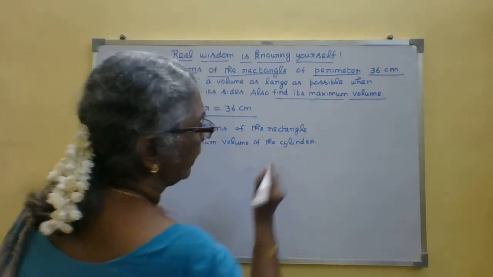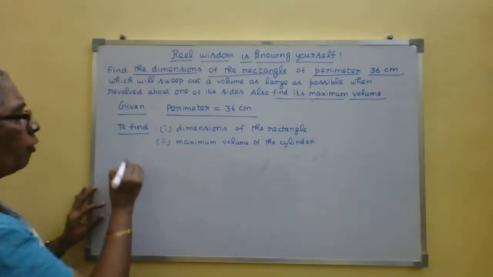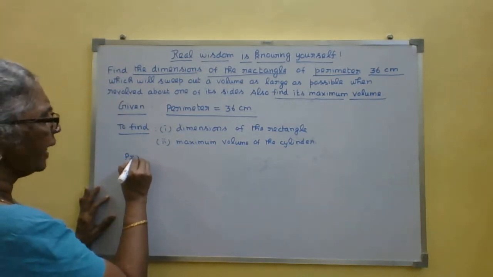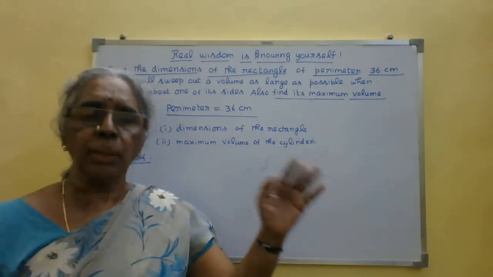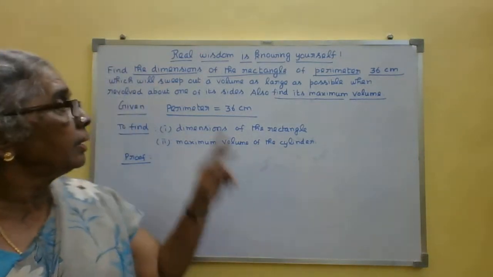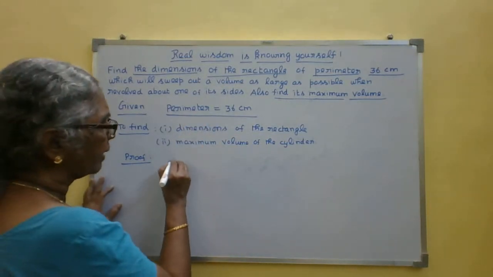So this is to find. So then comes the proof part. In the proof part, always take whatever is the constant. Whether you have a formula for that, you have to check and you have to write it. Now the constant, that is the perimeter. What is the formula for perimeter of the rectangle?